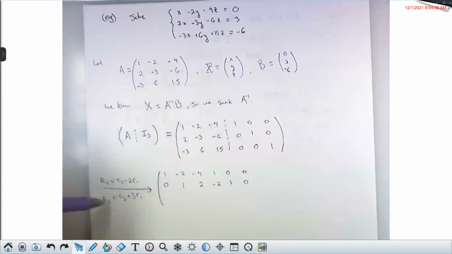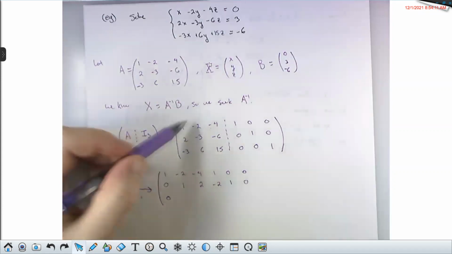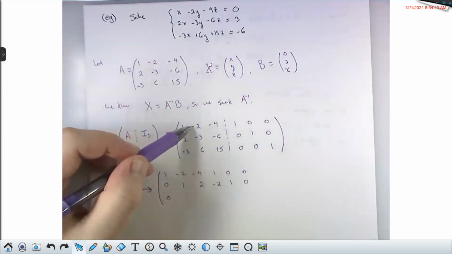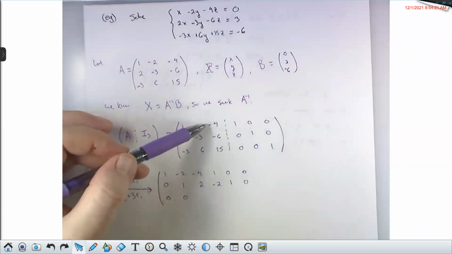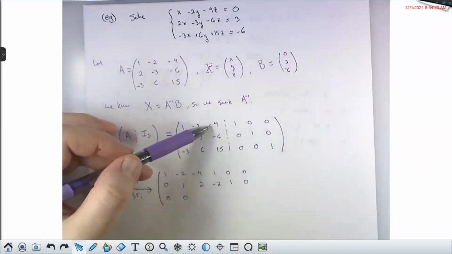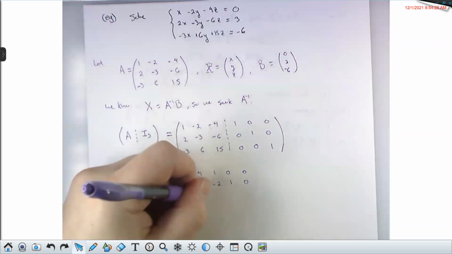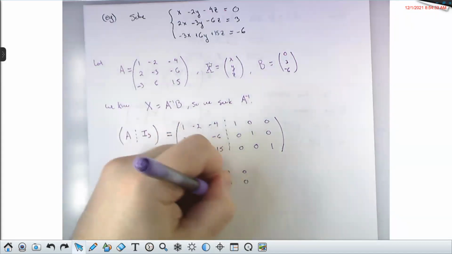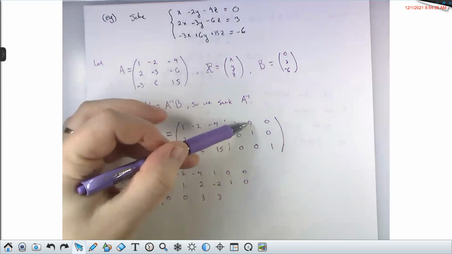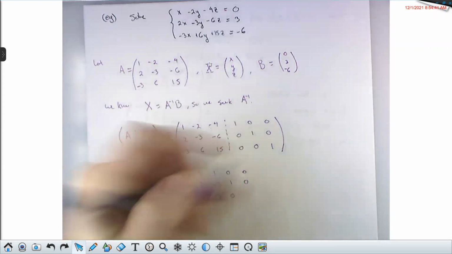And now for the row 3 thing, I'm going to multiply this by 3 and add it to this. So that gives me 0. 3 times -2 is -6 plus 6 is 0. Ooh, I'm lucky here. 3 times -4 is -12. -12 plus 15 is +3. 3 times 1 is 3 plus 0 is 3. 3 times 0 is 0 plus 0 is still 0. And 3 times 0 is 0 plus 1 is still 1.